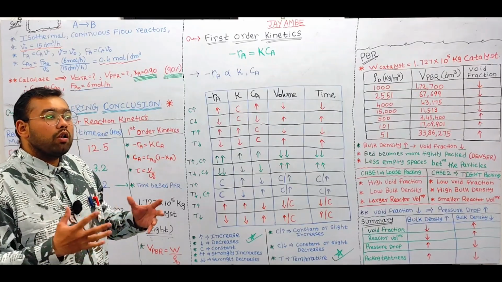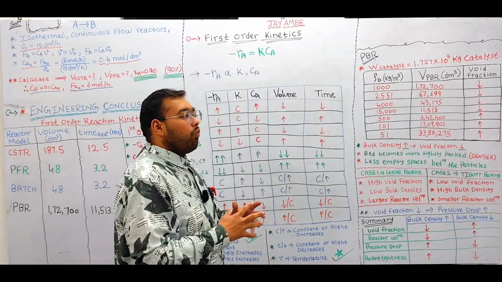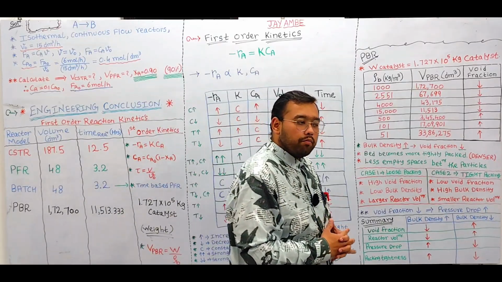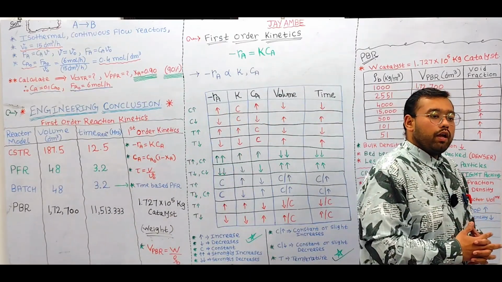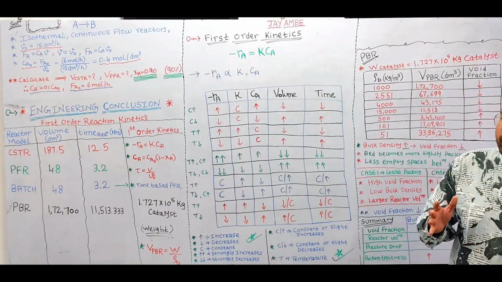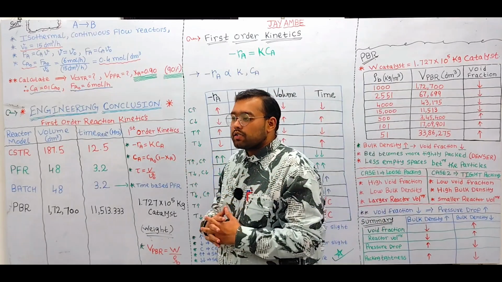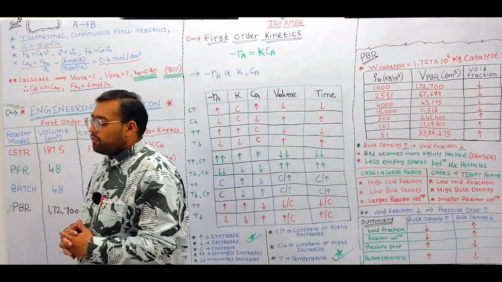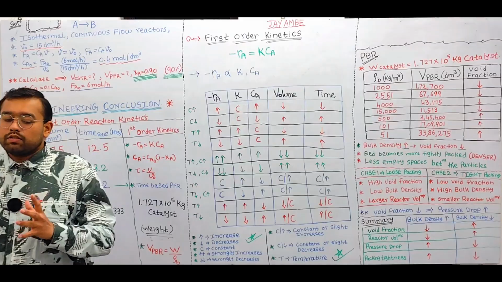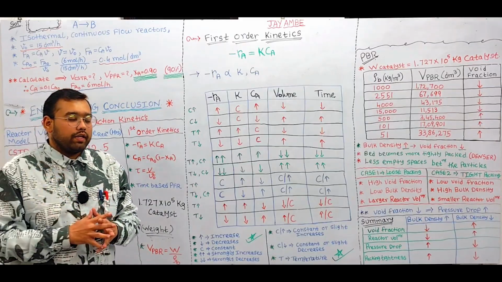How will we design the volumes of the different reactors? What will be my reaction time? What will be the space time? How much weight of the catalyst do we require in order to achieve the desired conversion? How large a volume of reactors do we require in order to achieve the desired conversion? All of these things we have discussed in the previous lectures.